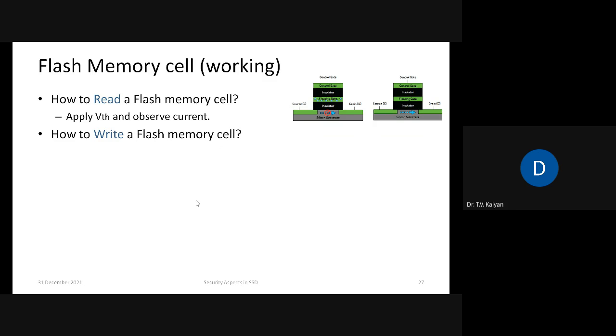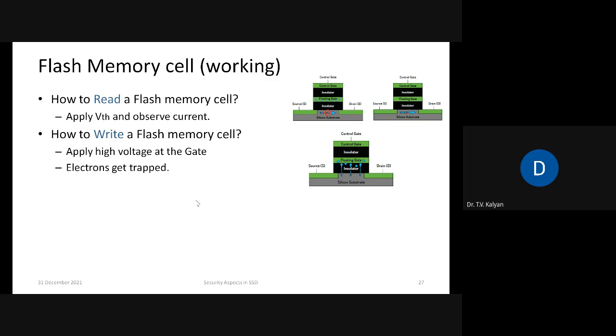And how do we write a new value to the flash memory cell? We apply a very high voltage to the gate, and the electrons get trapped at the floating gate. And as mentioned earlier, this is termed as 0.